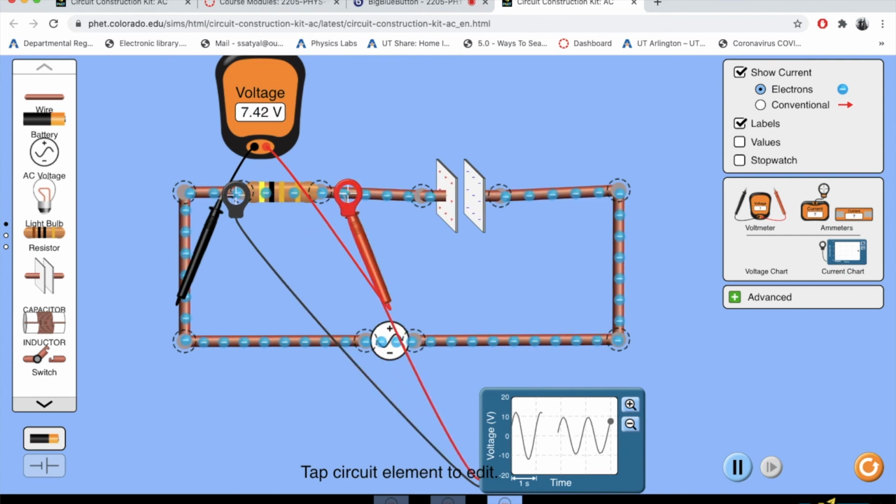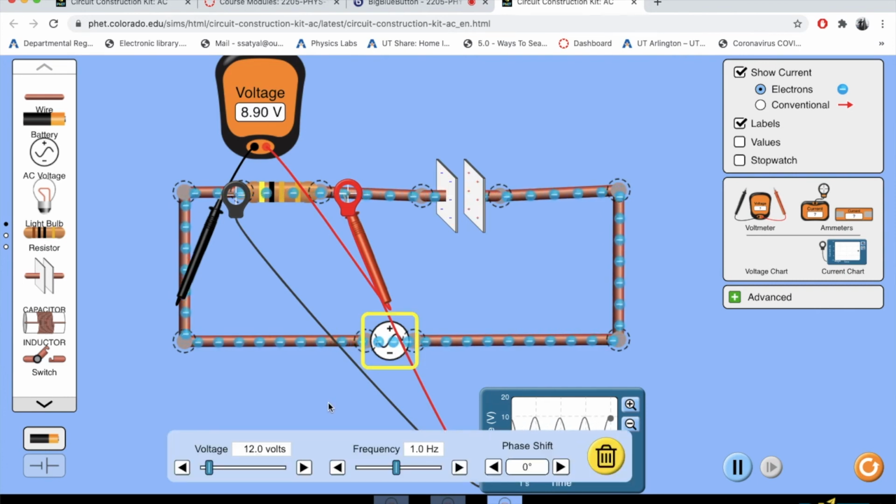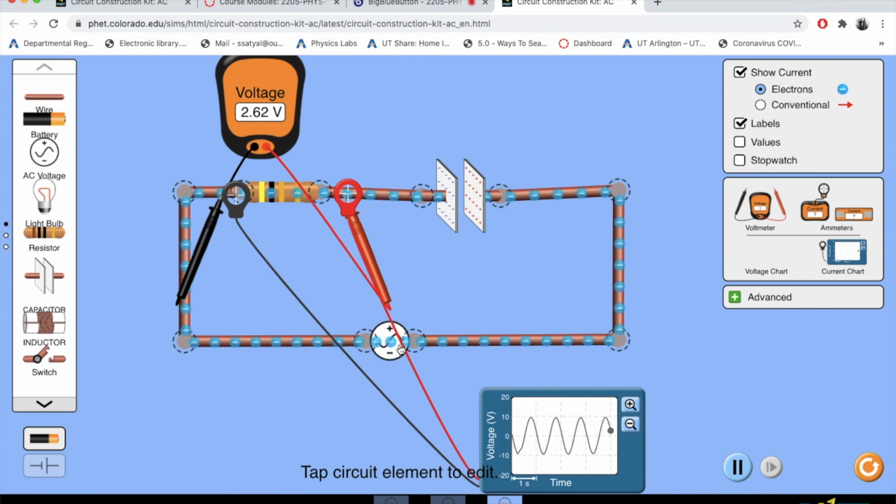So let me change my oscilloscope here. The oscilloscope gives the time series value of the voltage and current. And you see, as it oscillates, this is my zero range. Sometimes it is at the peak value, which is giving me about 10 volts here. So my AC source is 12 volts, but the voltage changes across the resistor. So the question is, what is the peak value of voltage across the resistor? So how do you measure it?